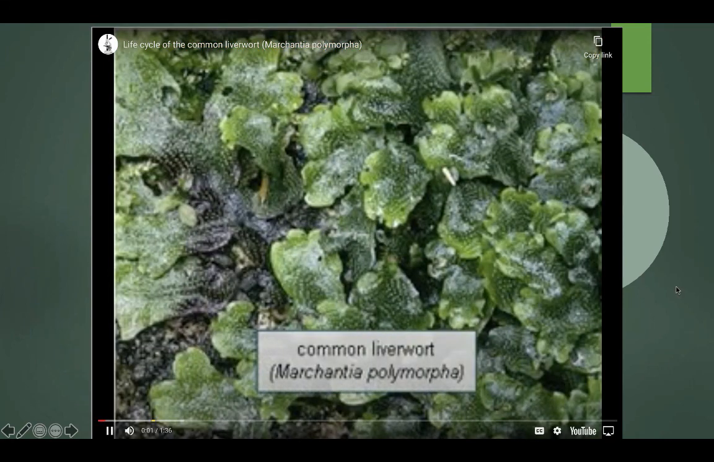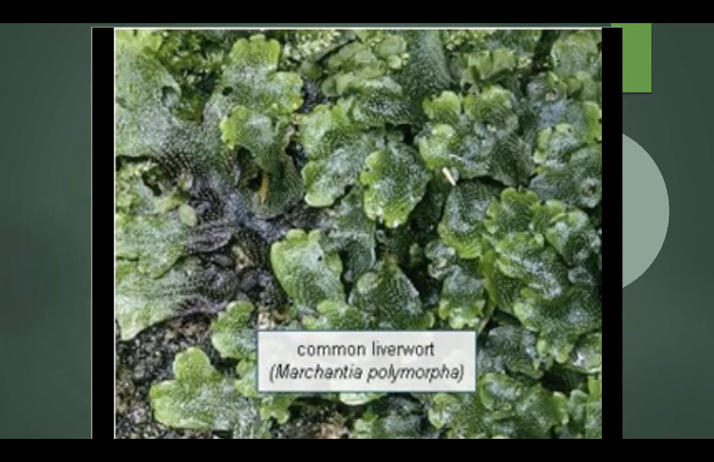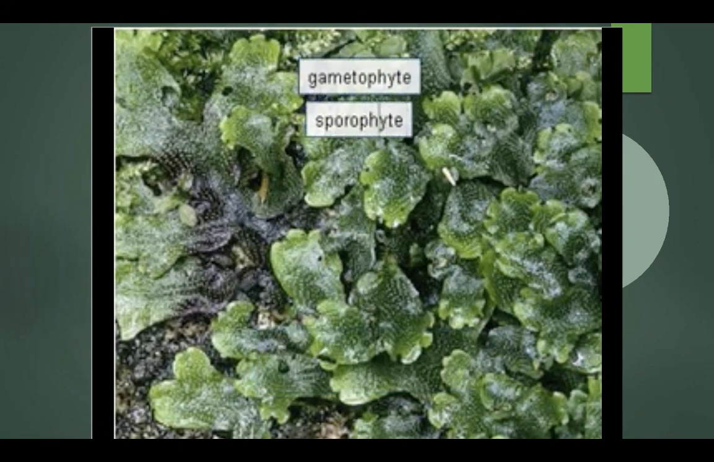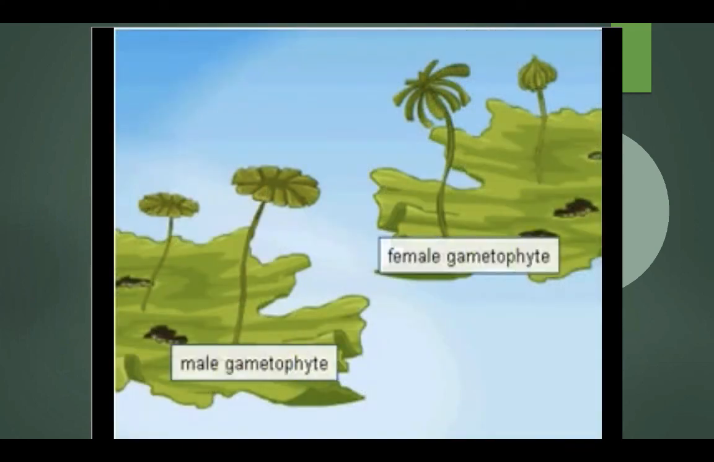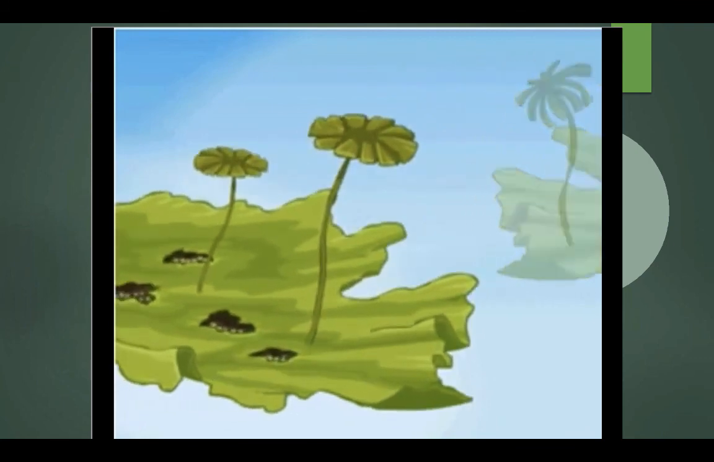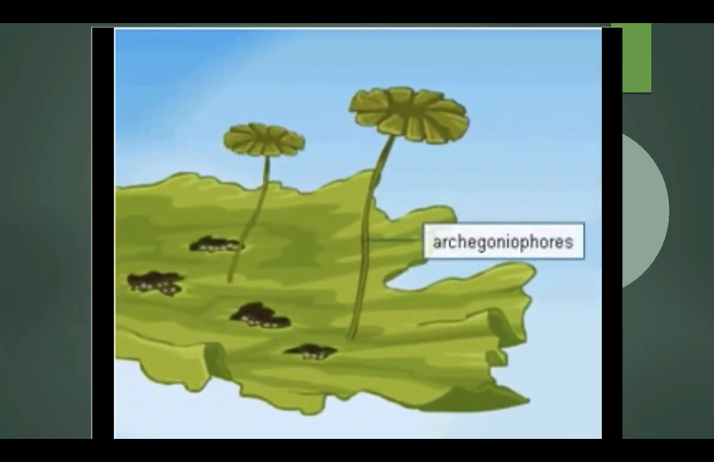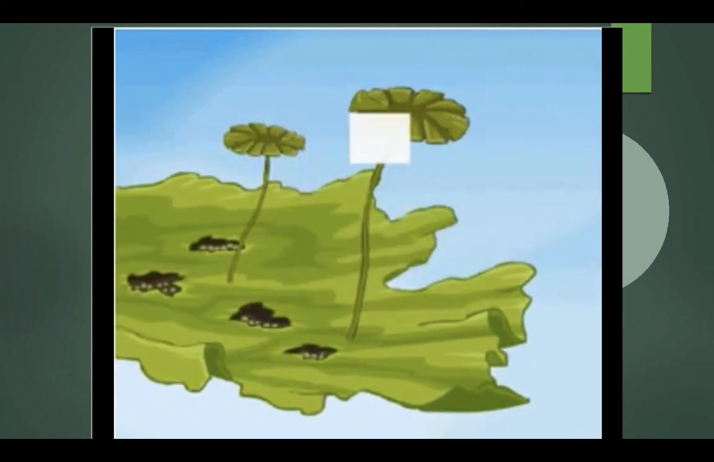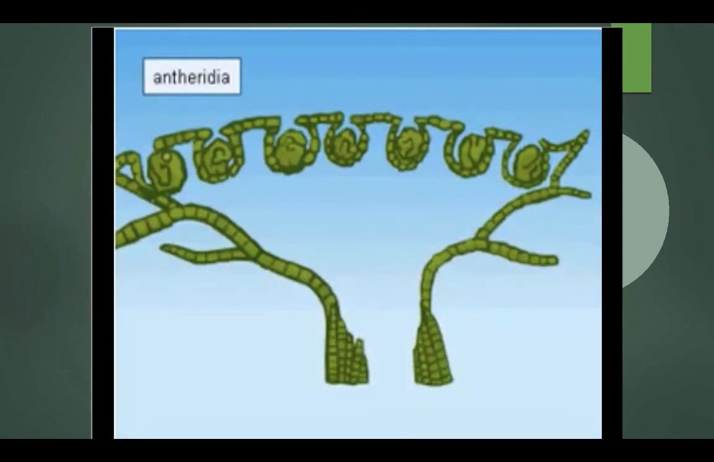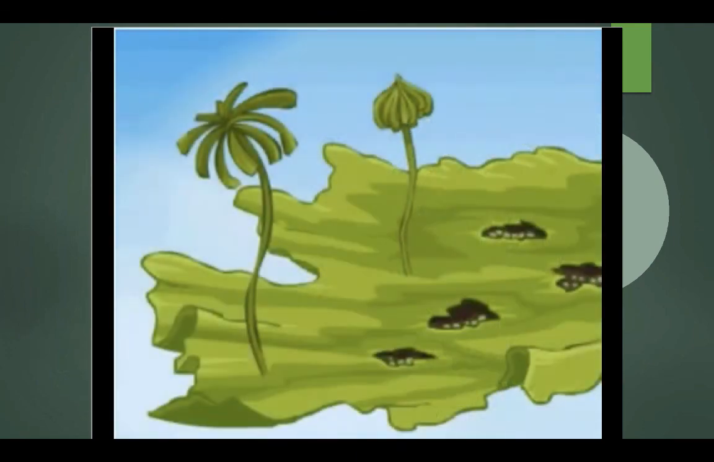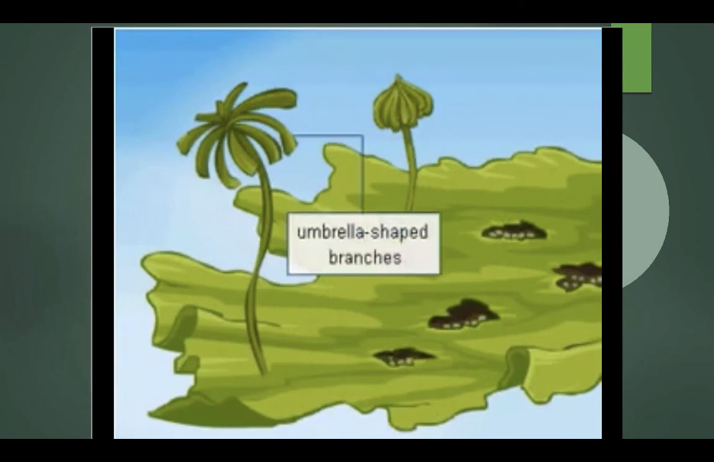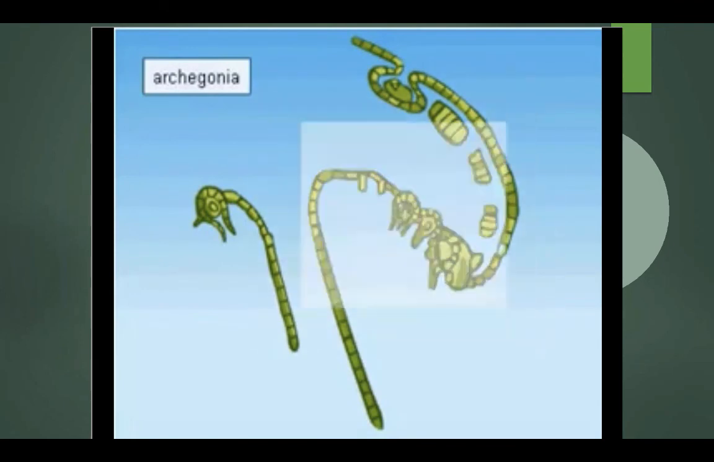The common liverwort, Marchantia polymorpha, has two alternating stages in its life cycle. The gametophyte and the sporophyte. It is dioecious. That is, it has separate male and female gametophytes. The male gametophyte produces stalked antheridiophores, which bear antheridia on the upper surface of their tips. The female gametophyte produces stalked, umbrella-shaped archegonophores, which bear archegonia on their undersurface.